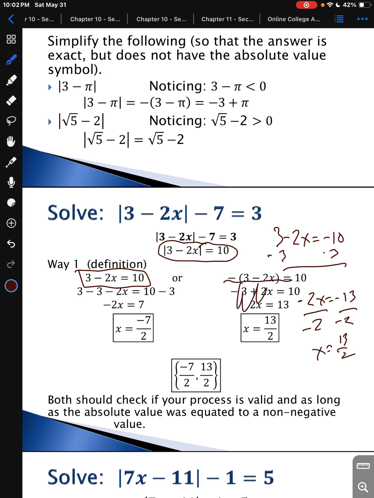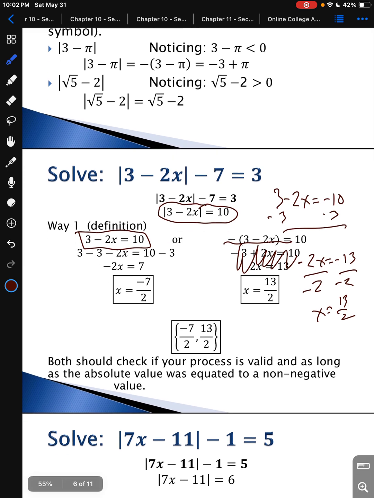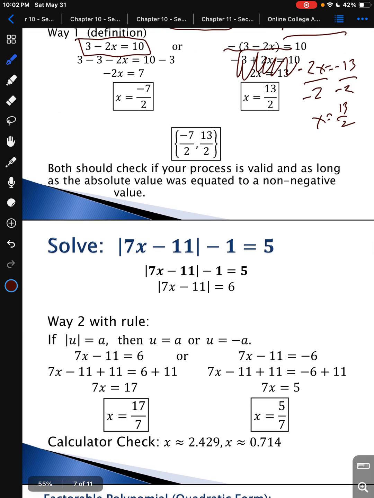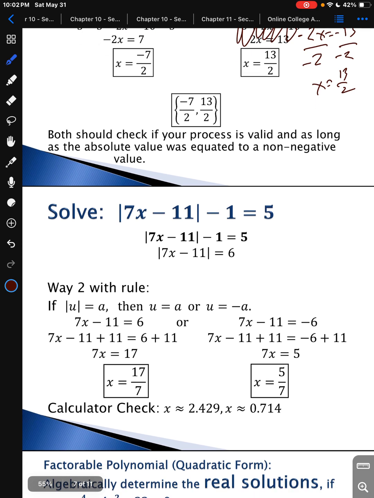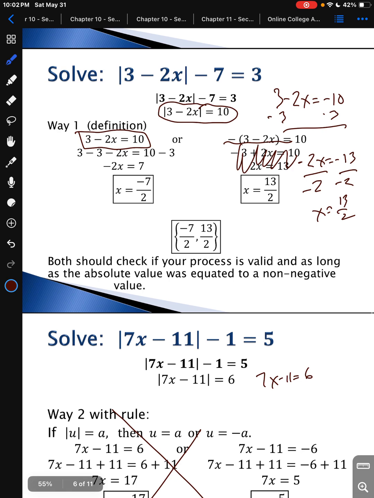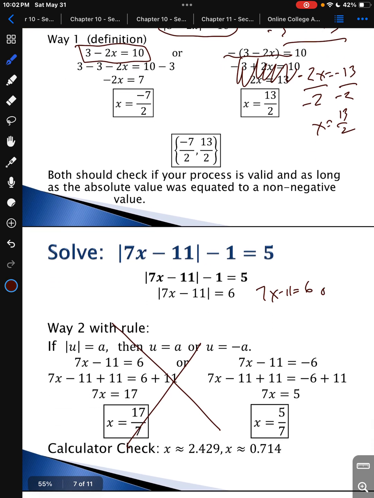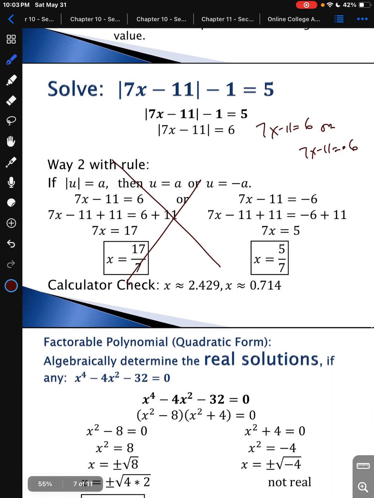The only change I would make to this is I wouldn't necessarily do it this way. I prefer to make the right part the negative. So again, on this one, I necessarily wouldn't do way 2. You can look at that if you want to, but I would do 7x minus 11 equals 6, or 7x minus 11 equals negative 6. Those are the ways that I would solve these equations, and solve both of those to get your answers.